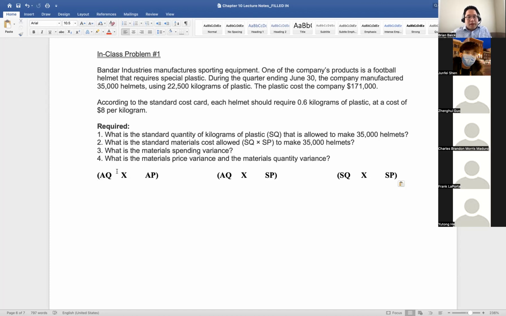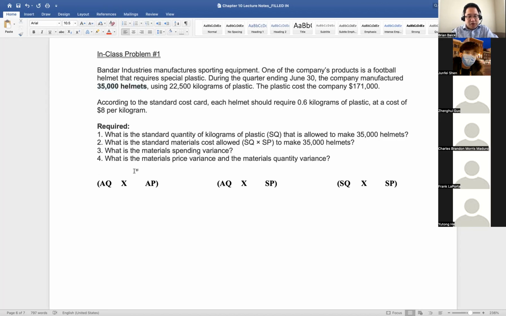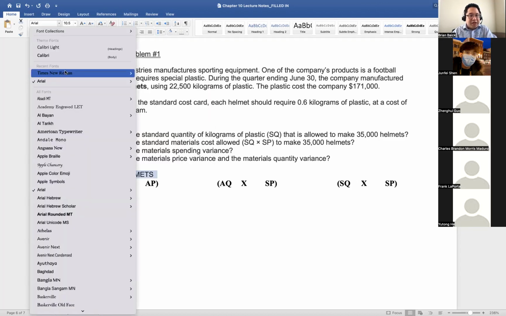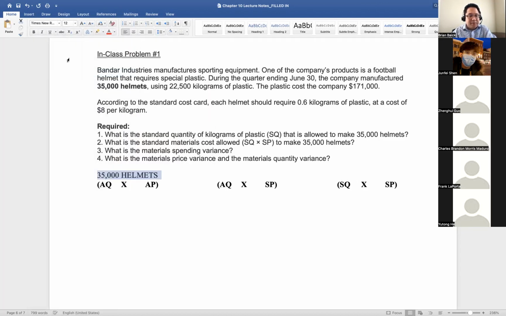Okay, so hopefully you had a chance to look at this problem. First, let's answer the question, what are they doing here? What are they trying to make? It says the company manufactured 35,000 helmets. So we're trying to figure out how much did it actually cost to make 35,000 helmets? How much is it supposed to cost to make 35,000 helmets? In this problem, they're talking about making 35,000 helmets.